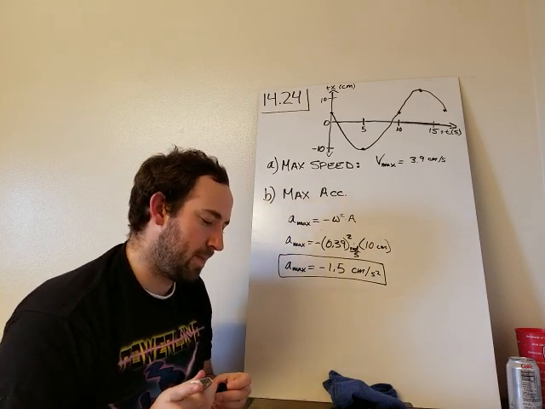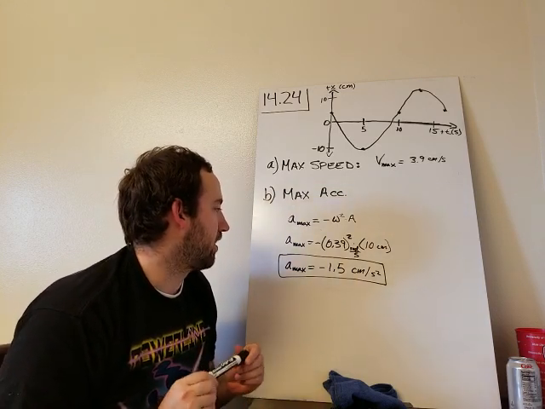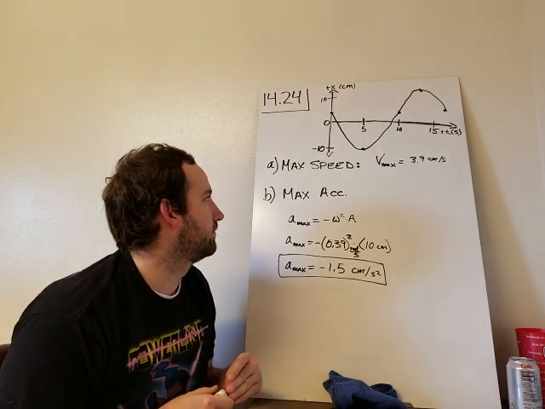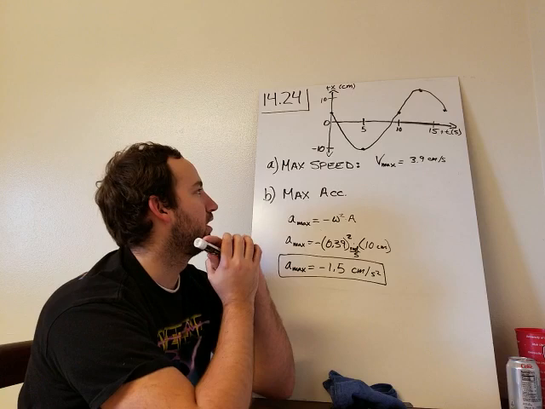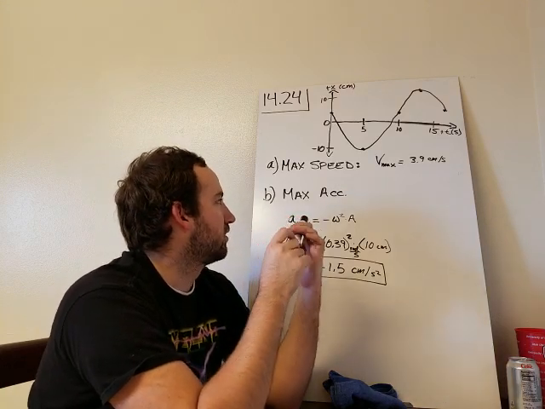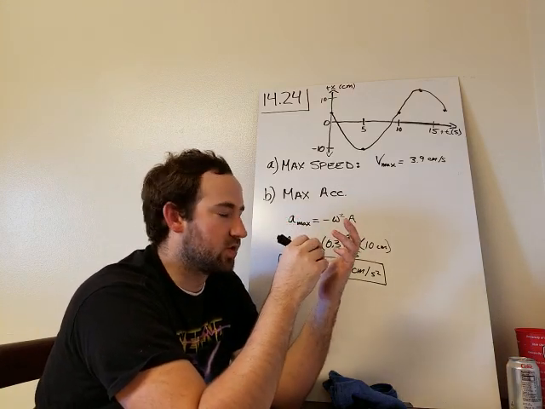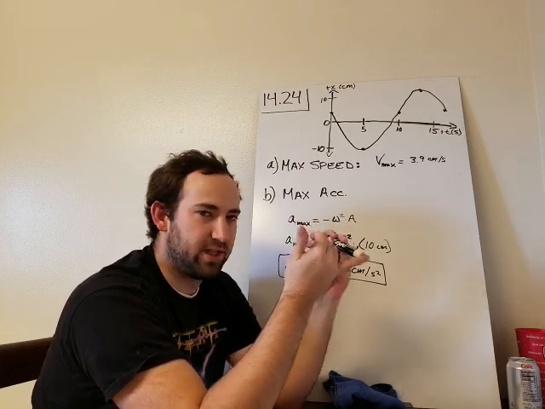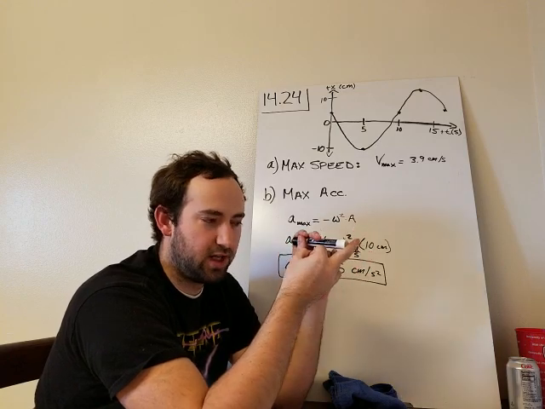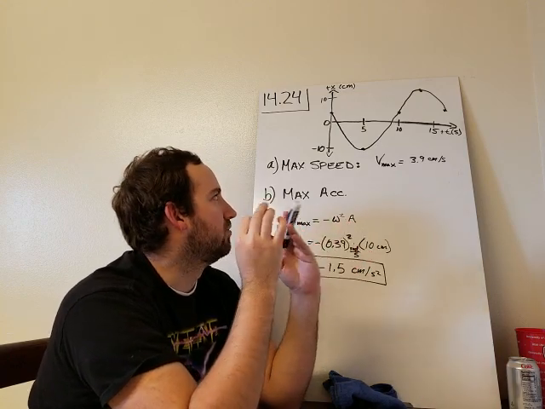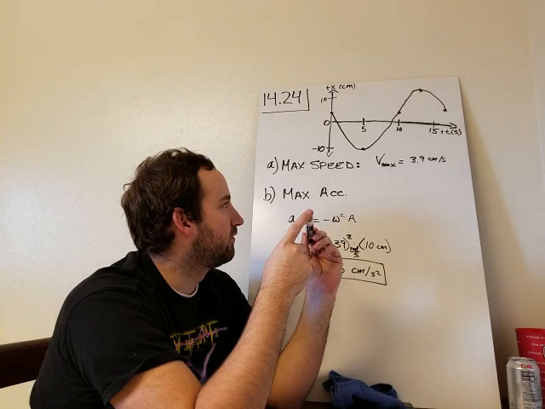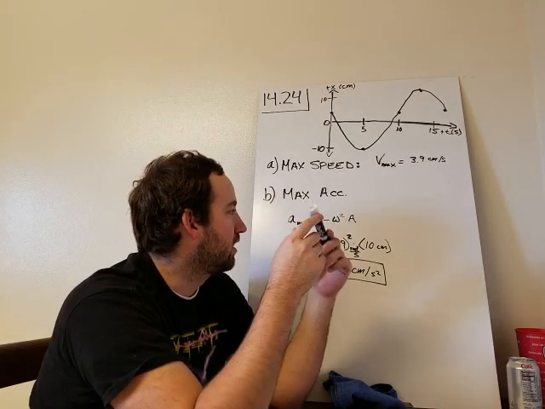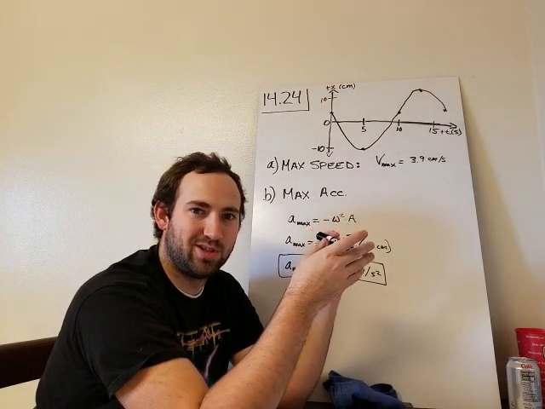So that is our maximum acceleration. In conclusion, we were able to use equations from chapter 14, and what we know about waves and their periods, amplitudes, angular frequency, all of that, to be able to find the maximum velocity of this object and also its maximum acceleration.